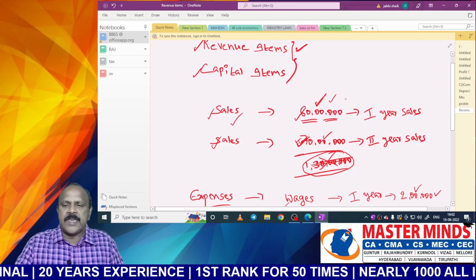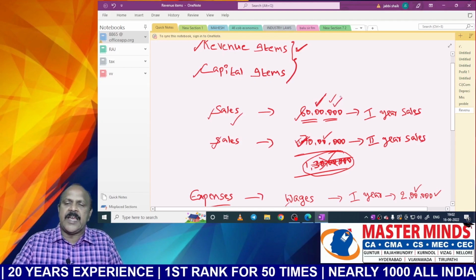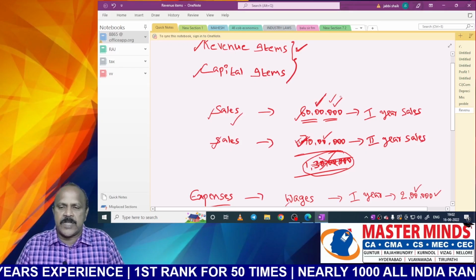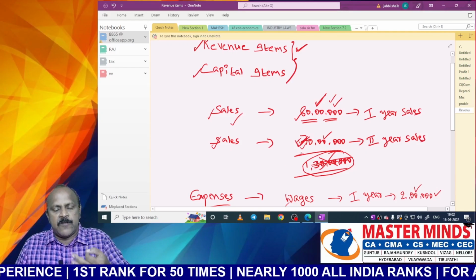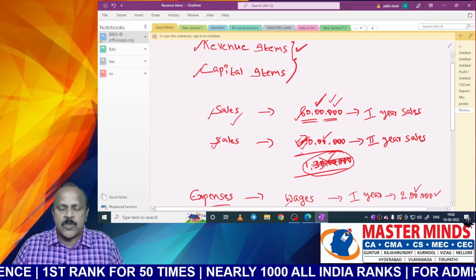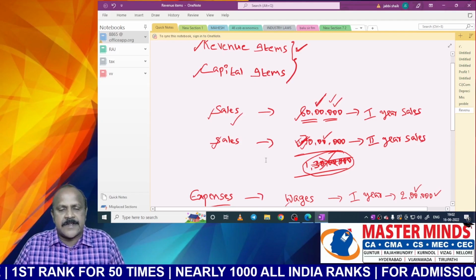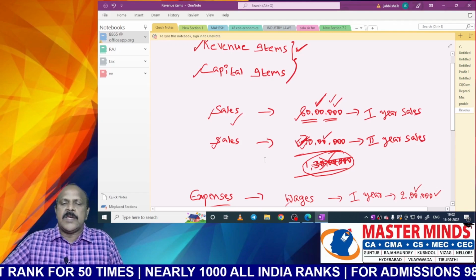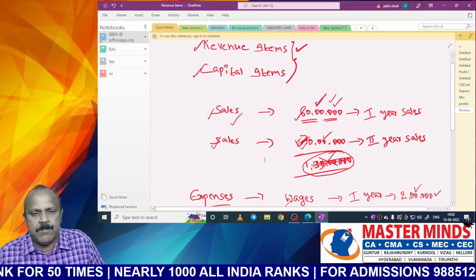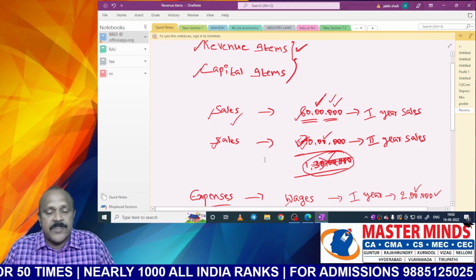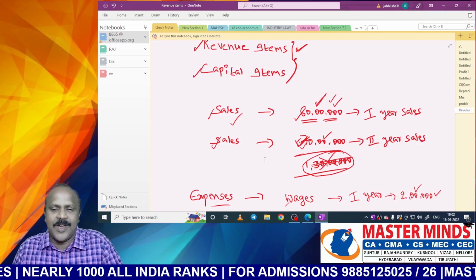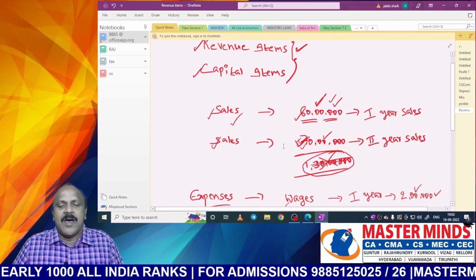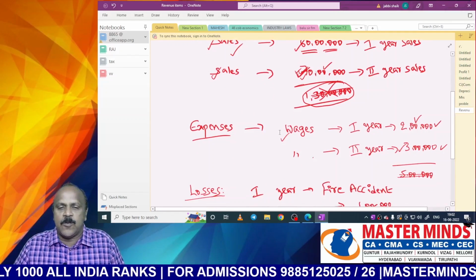What I mean to say, this amount of 60 lakhs is not carried forward to the next year. This amount of 70 lakhs is not carried forward to the third year. Students, are you getting me? Thus, this is a revenue item. When sales is a revenue item, purchases obviously is a revenue item. Both the returns are revenue items and all expenses are revenue.